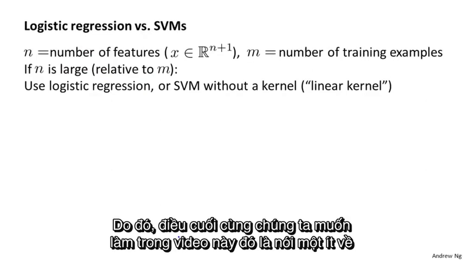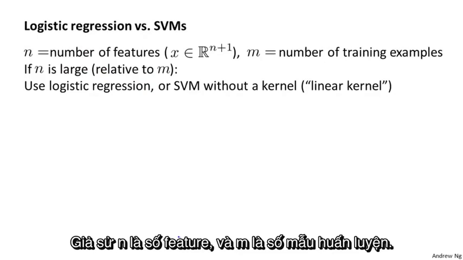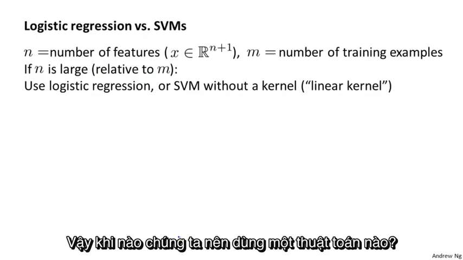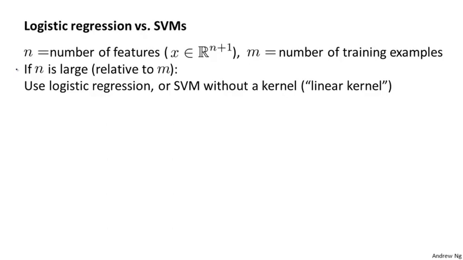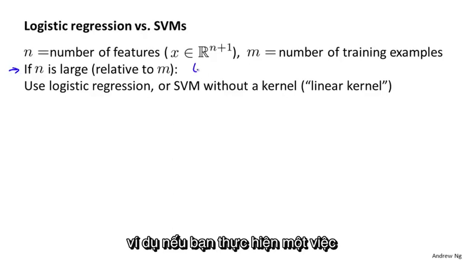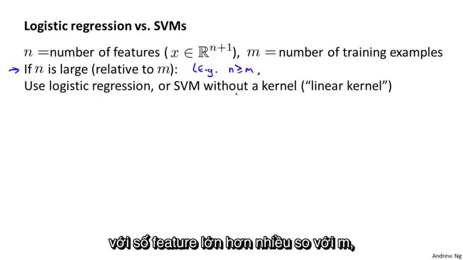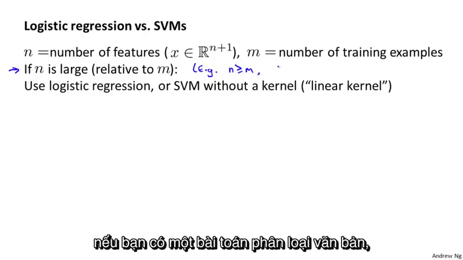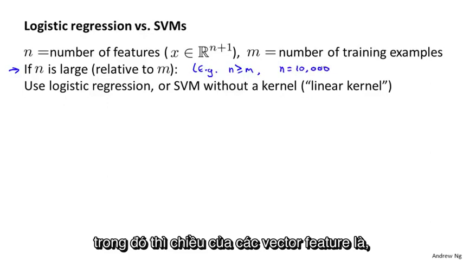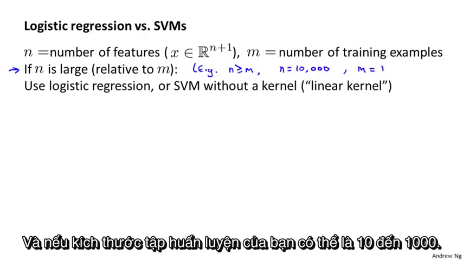So the last thing I want to do in this video is just say a little bit about when you would use one of these two algorithms. So let's say n is the number of features and m is the number of training examples. So when should we use one algorithm versus the other? Well, if n is large relative to your training set size, so for example, if the number of features is much larger than m, and this might be, for example, if you have a text classification problem where the dimension of your feature vectors is maybe 10,000, and your training set size is maybe 10, maybe up to 1,000, right?